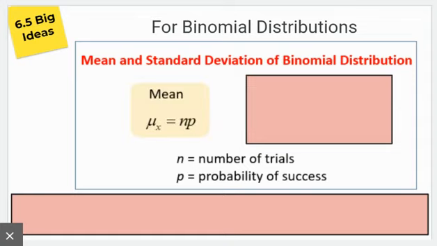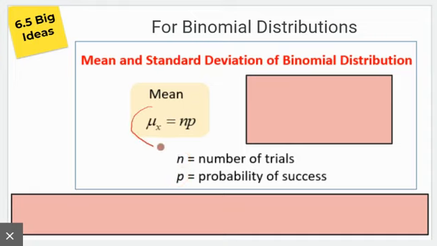The first formula is for the mean. So once you recognize that something is a binomial distribution, in order to find the mean, you just take the number of trials times the probability of a success, which is n times p, the number of trials times the probability of a success.